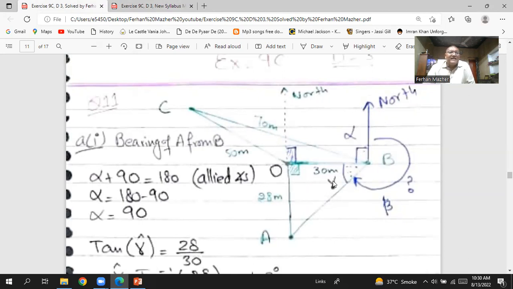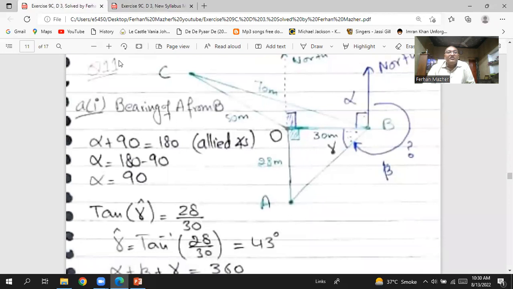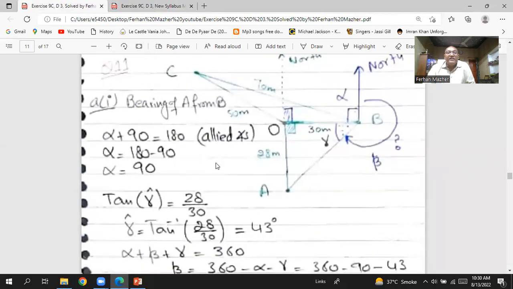Then I will find this angle. This is a right angle triangle. I want to know this. This is my perpendicular. This is my base. So I will apply the tan. Tan gamma is equal to 28 by 30. So the gamma angle will be tan inverse of 28 divided by 30 bracket close. That will be 43 degrees. So I know this is 90. This is 43. So this angle, you want to find out the bearing of the A from the B.